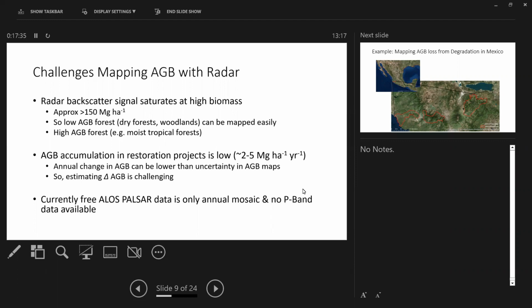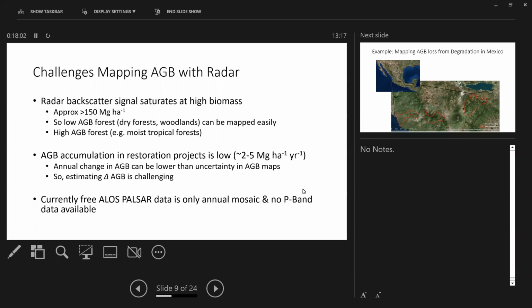And currently the free ALOS data that is available is only an annual mosaic. It is a much more frequently passed sensor, but if you want the higher quality data, you have to pay. I mean, one could argue that that's not really a problem because measuring biomass change over anything more than a year is a bit bizarre. But it's still something to bear in mind, because you obviously lose a lot of the detail in the data by it being mosaicked.